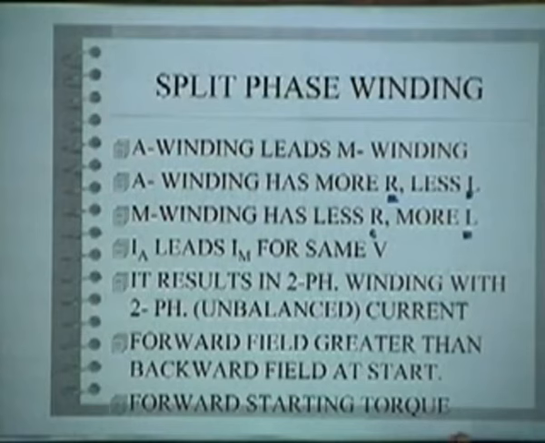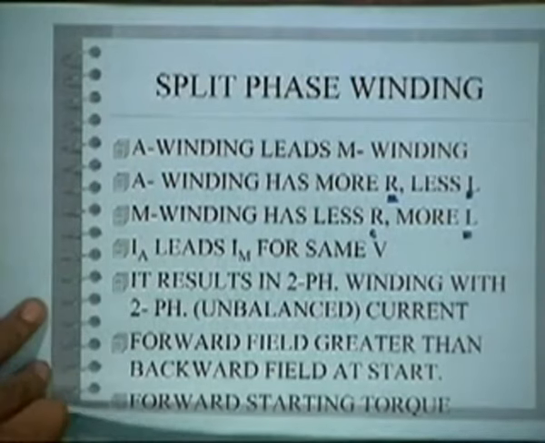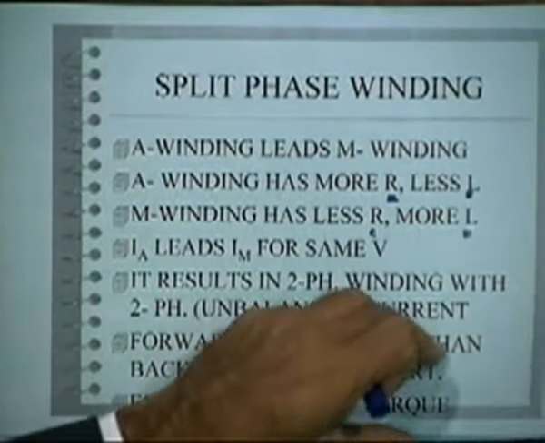Is it clear? So this is one of the methods which are used for starting. The rating of such split phase machines will typically be 100 watts, 200 watts, like that. These are fractional kilowatt machines. Okay. Next is capacitor winding.